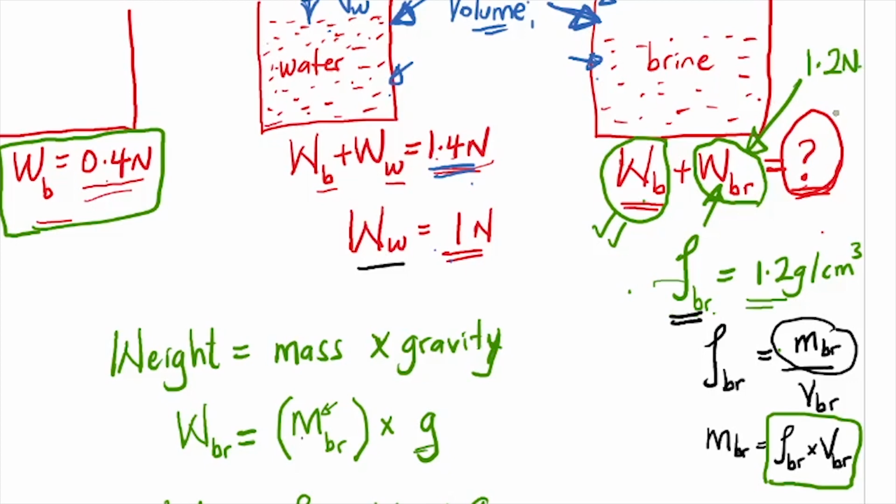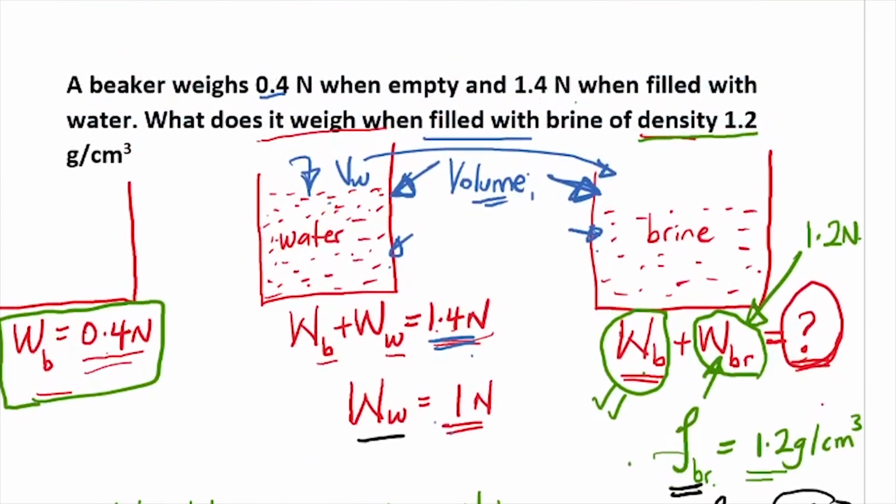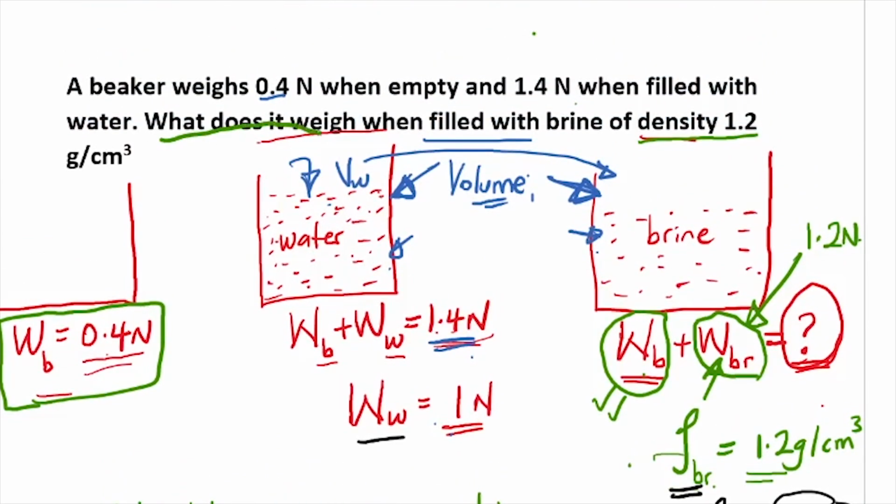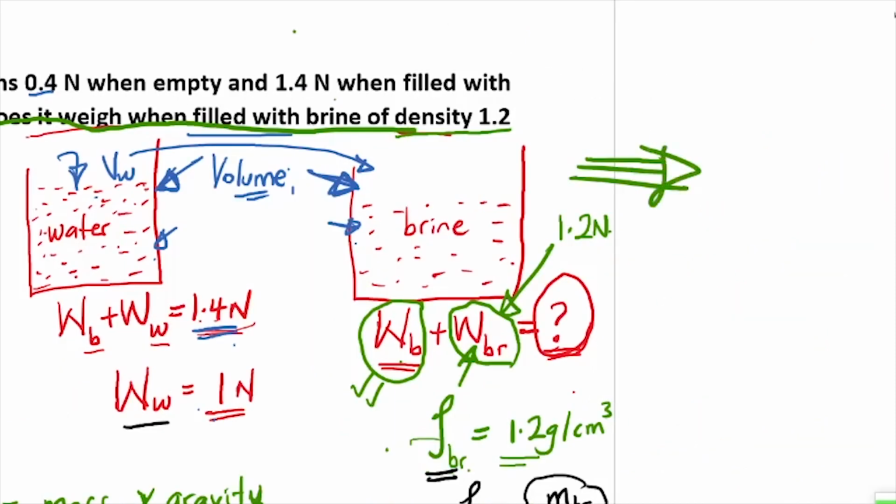So this is how our answer is going to be, because the question says, what does it weigh when it is filled with brine of that density. Since we found the weight, let me write the answer directly here. The total weight is going to be the weight of the beaker plus the weight of the brine.